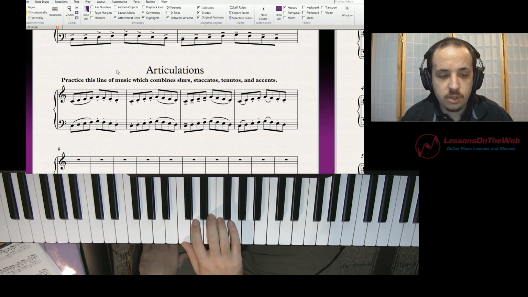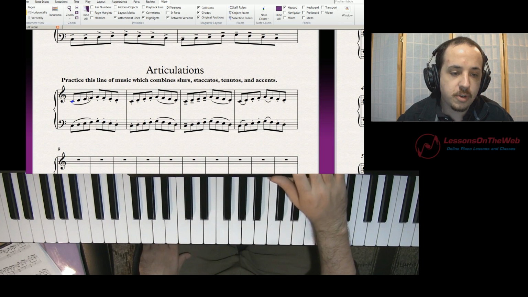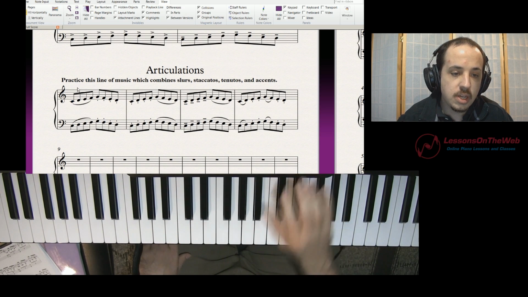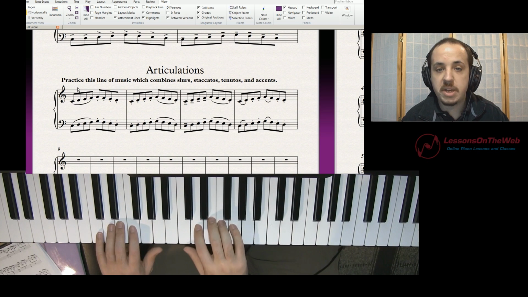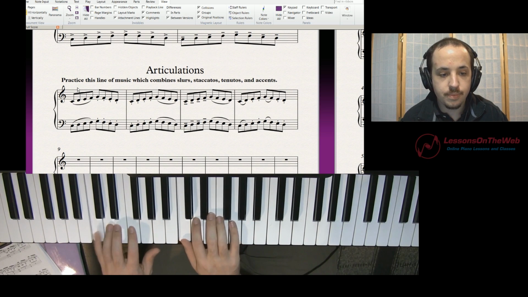So anyway, we have the slur. You're going to slur these first four. We're talking about this first measure here. You're going to slur the first four notes, and then staccato the second four. So make sure to pay extra attention to these.